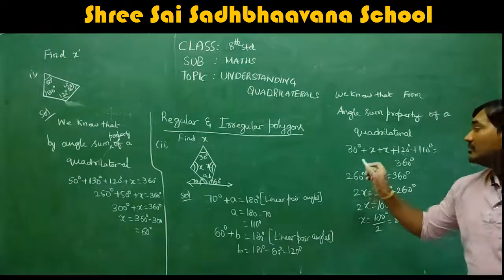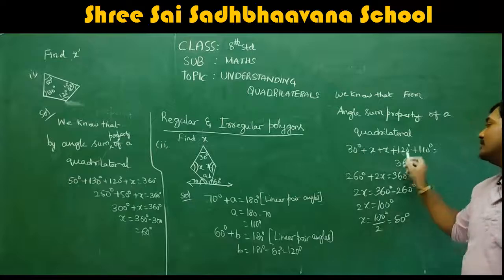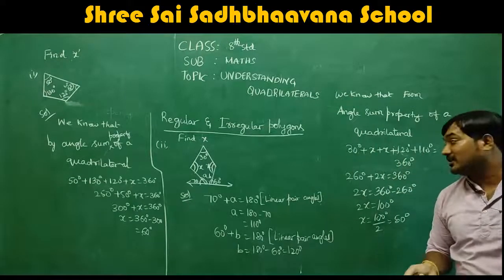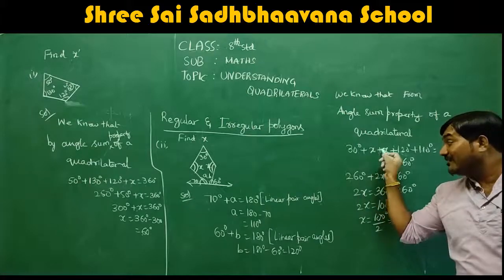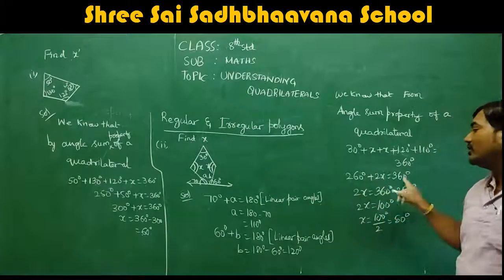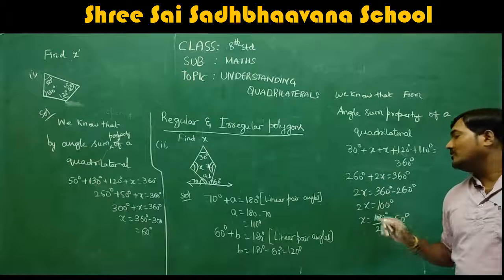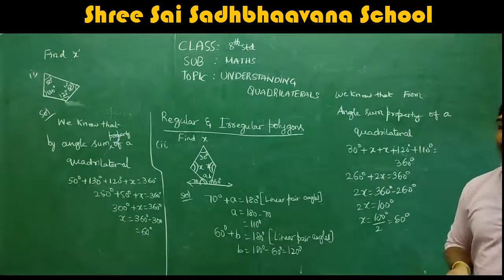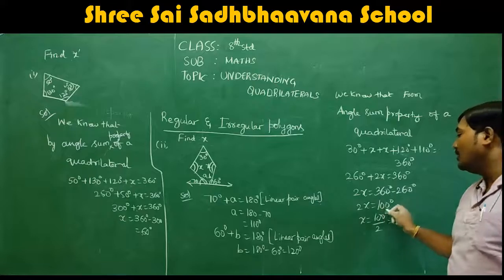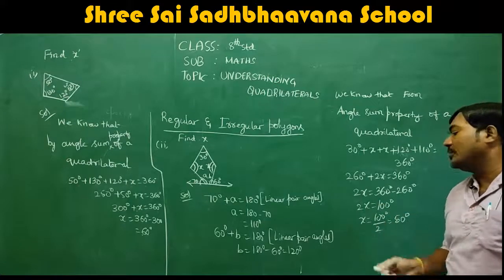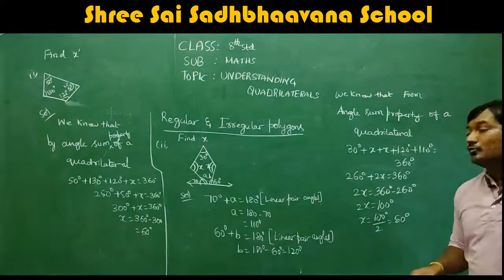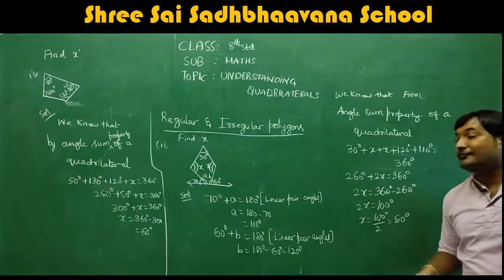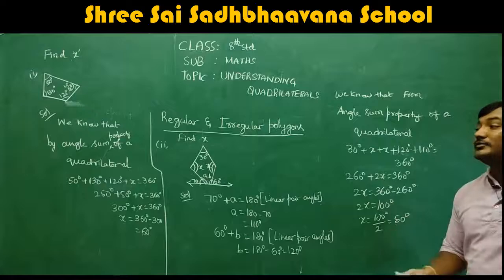Correct? So 30 plus 120 plus 110, this is 230, plus 30 is 260, plus x plus x is 2x. So 260 plus 2x is equal to 360. So 2x is equal to 360 minus 260, which is 100 degrees. Correct? So x is equal to 100 by 2, which is 50 degrees. So we got the x value as 50 degrees.